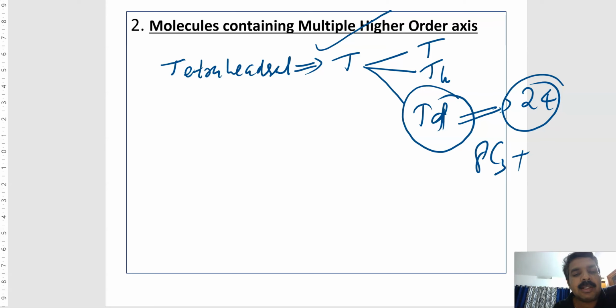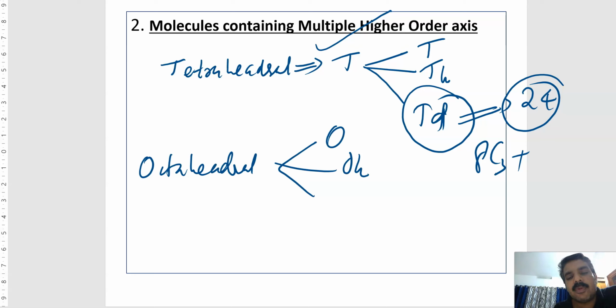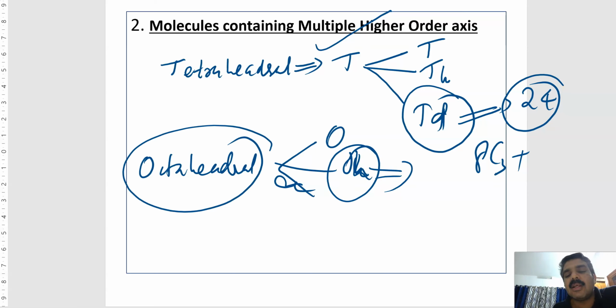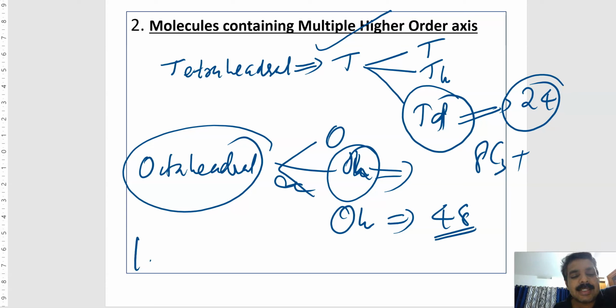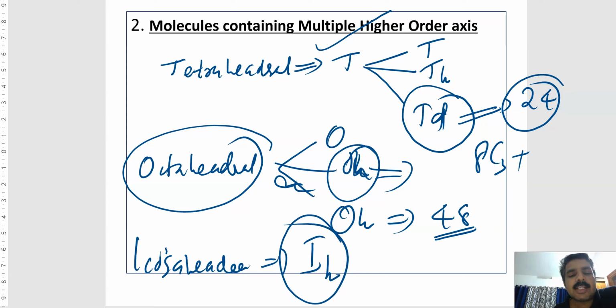The next category of molecule containing multiple higher order axes is octahedral point group. This is also of types O and OH. OH belongs to regular octahedron. If the molecule is a regular octahedron, its point group will be OH. The number of symmetry elements in OH point group will be 48. Next category is icosahedron, that is I or IH. These are special types of point group.